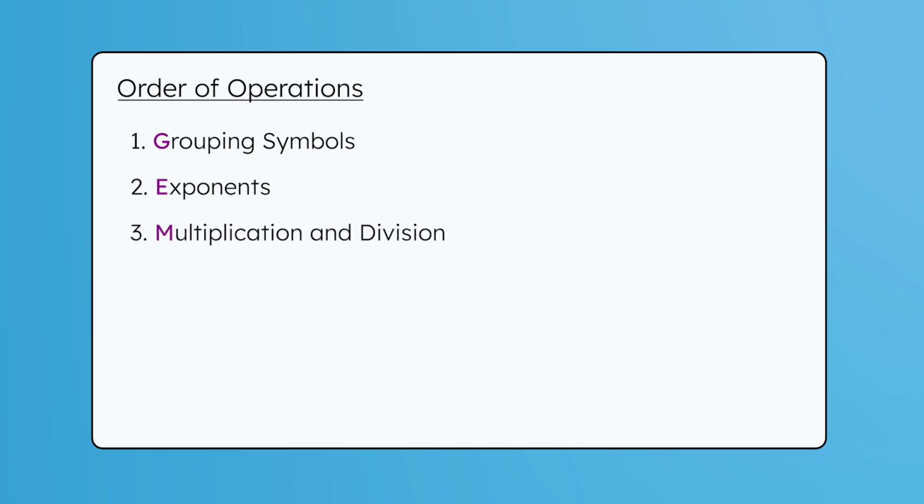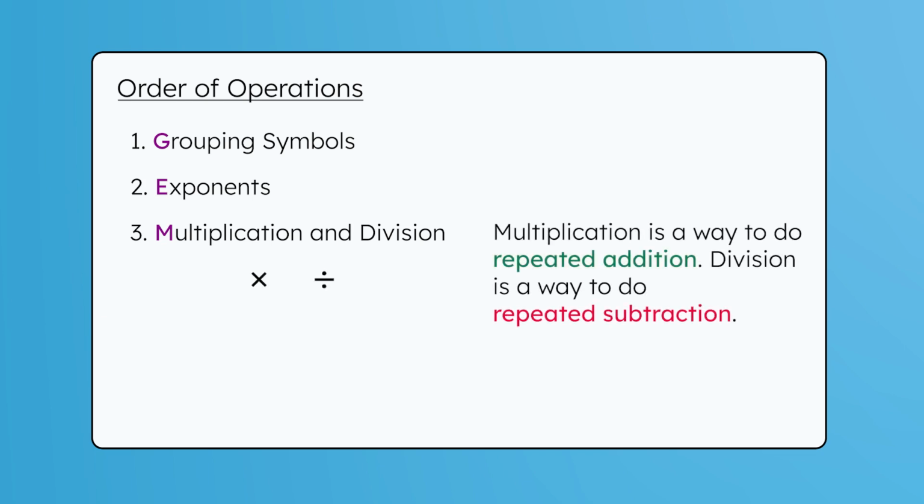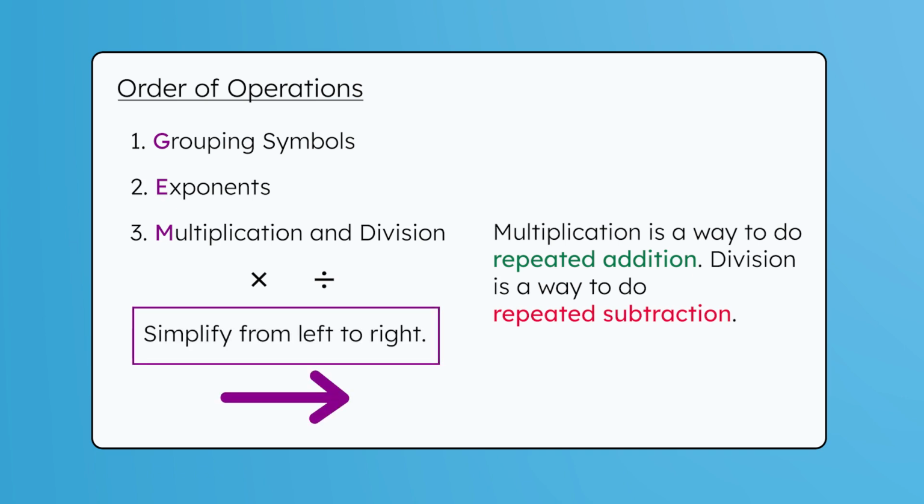Then comes multiplication and division. These 2 come next because multiplication is a way to do repeated addition, and division is a way to do repeated subtraction. Since these are inverse operations, they're on the same level. That means if both show up in an expression, we don't always do multiplication first. We simplify them in the order they appear, from left to right.